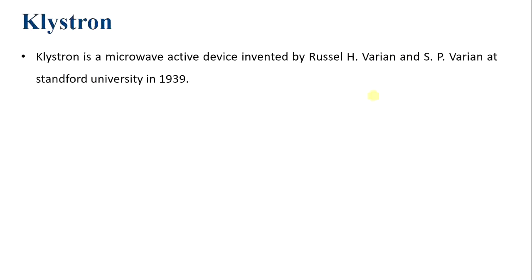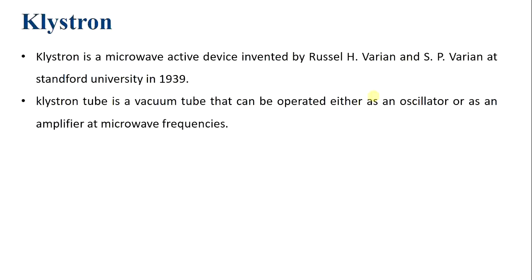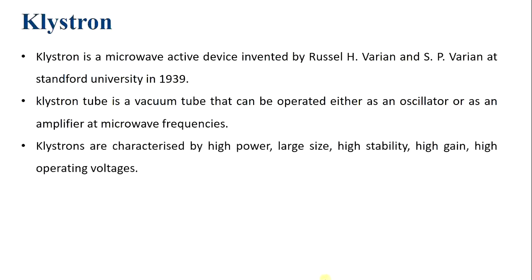Klystron. So klystron is a microwave active device, and it was invented by Russell Varian and S.P. Varian at Stanford University in 1939. Klystron tube is a vacuum tube that can be operated either as an oscillator or as an amplifier at microwave frequencies. Klystrons are characterized by high power, large size, high stability, high gain, high operating voltages.